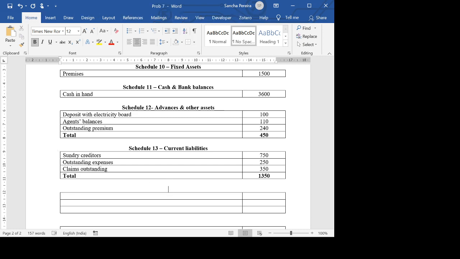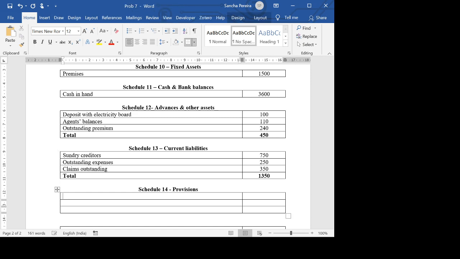Then we have Schedule 14, which is provisions. Now here we just have one item, reserve for unexpired risk, or we can say provision for unexpired risk. Now please don't confuse this again, because the word reserve is used, it does not come under reserves and surplus. This is a provision that is being made against the premiums. In case there's any claim against those premiums, there's a provision being made. So we call it reserve for unexpired risk.